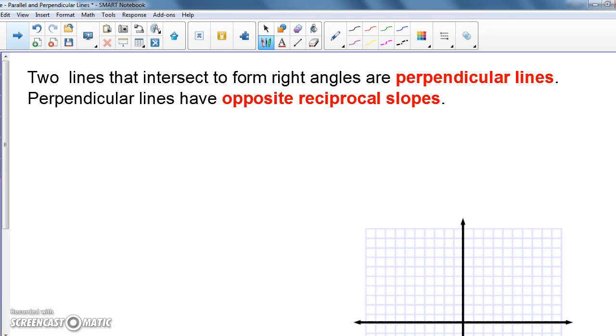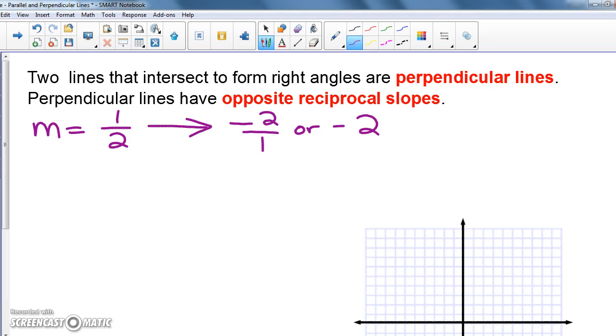So we said parallel lines have the same slope. Perpendicular lines have opposite reciprocal slopes. So we talked about this last year, but let's just review what that means. If one has a slope, remember we use m for slope. If one has a slope of 1/2, the perpendicular slope is the opposite, which is negative, and reciprocal, which is flipped. So the perpendicular slope of that is -2/1, or we could just say -2. Okay, one more example: the slope of something is -5. We use the opposite, which is positive 5, and reciprocal, which is flipped. That's going to turn into a positive 1/5.